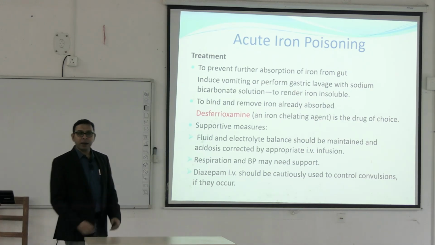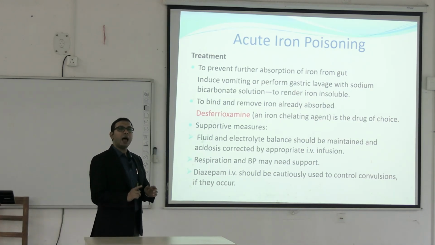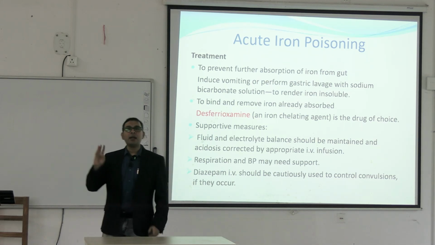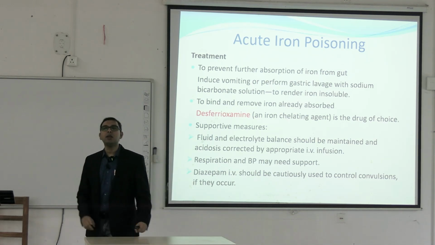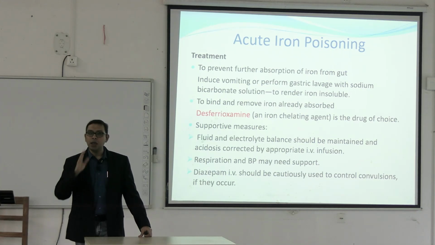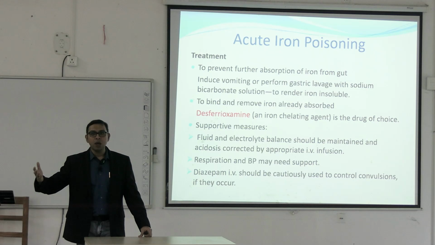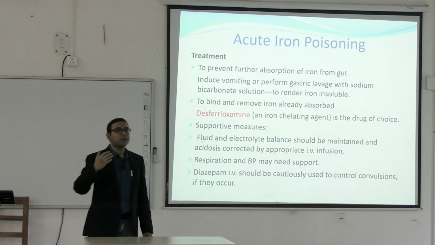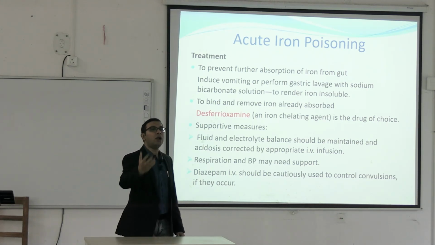Desferrioxamine is the iron chelating agent that is used in acute iron poisoning, and the second use, which is most commonly seen, is in thalassemia. So when we are treating thalassemia, you know that multiple or repeated blood transfusion is done. When repeated blood transfusion is done, there will be more iron overloading.